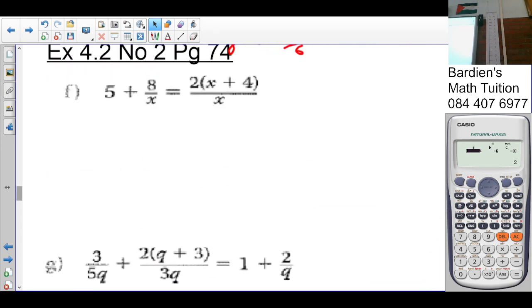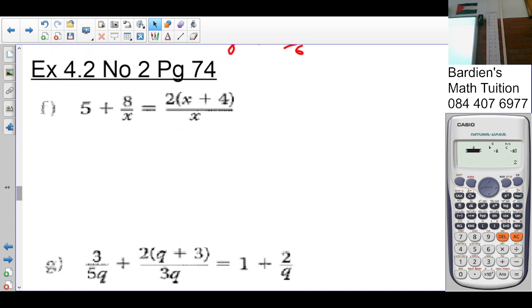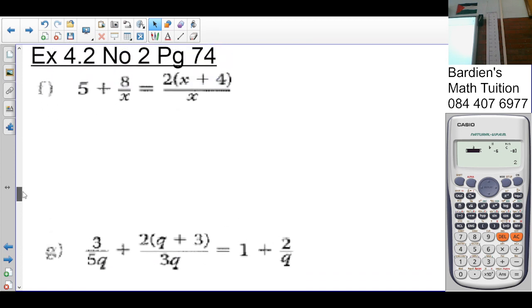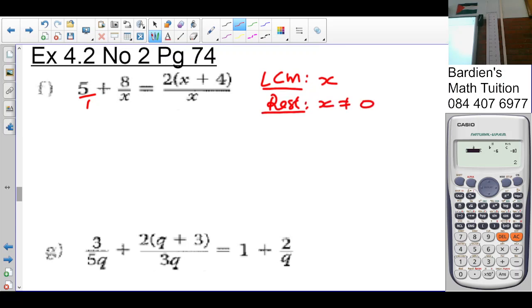Look at the next one. Number 2F. What's my LCM here? X. What's my restriction? X can never be equal to 0. Because normally whatever the LCM is, you set it equal to 0 and you solve for it. Same. So this here must be multiplied by what? X. So it's 5 into X. This must be multiplied by what? 1. This must be multiplied by 1. And 1 times 2 is 2 into X plus 1.